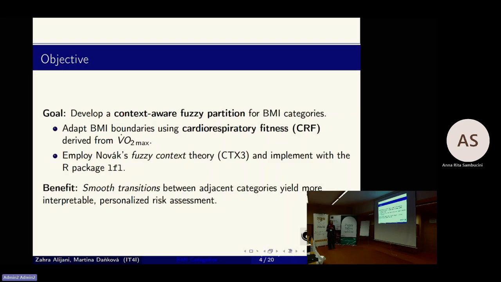And we employ Professor Novak's fuzzy context theory. He's not here. He would be happy. And we implement it with the R package LFL, which is developed by Michal Burda. And what is the benefit? It is the smooth transition between adjacent categories, and it can yield a more interpretable and personalized risk assessment, which is dedicated to the experts, not us. We just compute them.